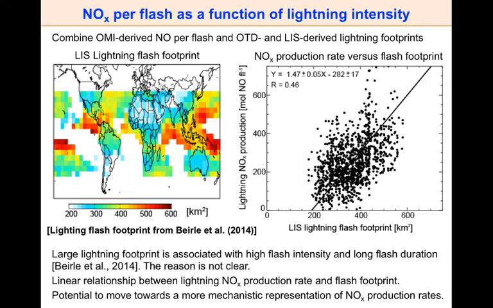rather than using this as our kind of giant lever in the model, where if we see that upper tropospheric ozone is wrong, what can we do? Well, we scale lightning. And so hopefully I can relate this linear relationship that I'm seeing to something physical in the meteorology in the model and provide us with something more mechanistic in terms of NOx production from lightning.